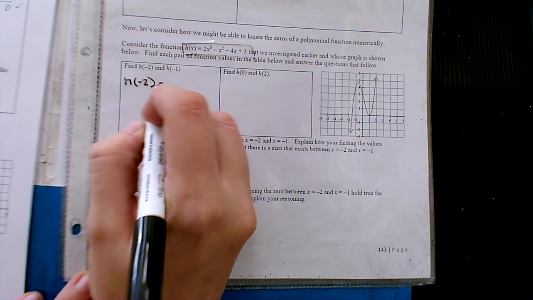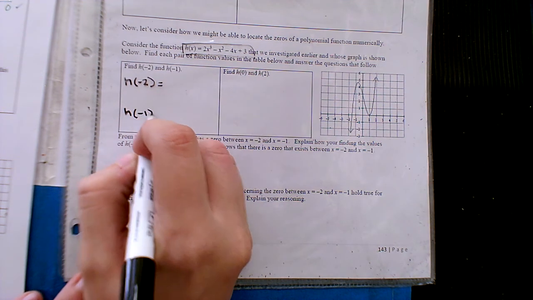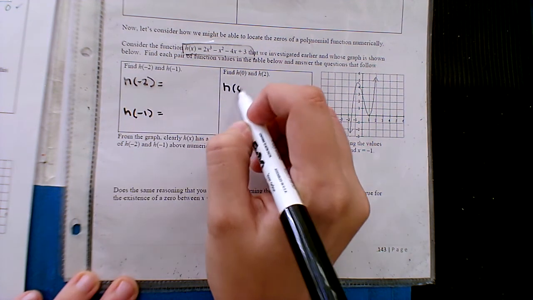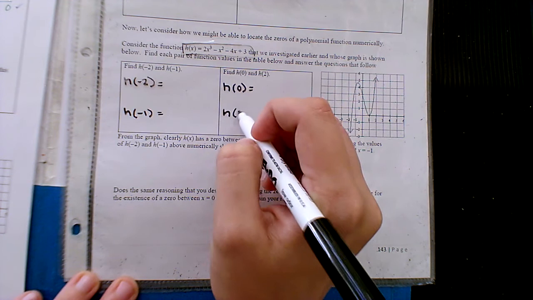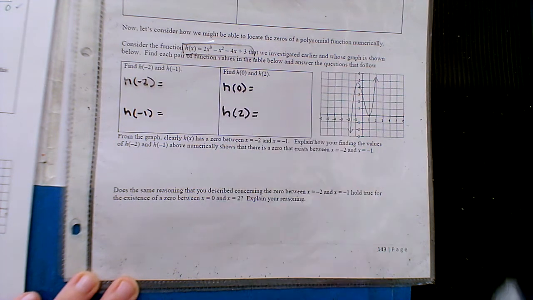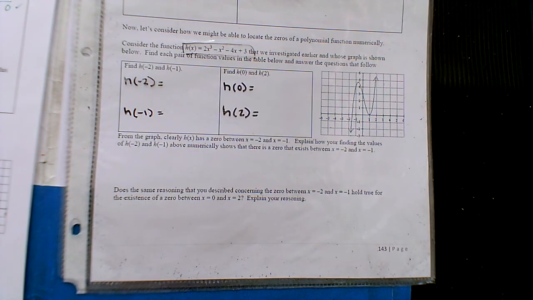I want you to go ahead, take a few minutes, try to find these numbers. If you have a calculator, go ahead and use it. I don't think you should need it, though. I want you to find those values. So plug in -2, -1, 0, and 2, see what you get.